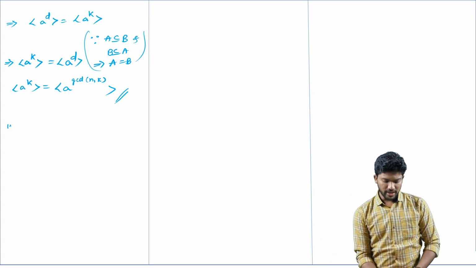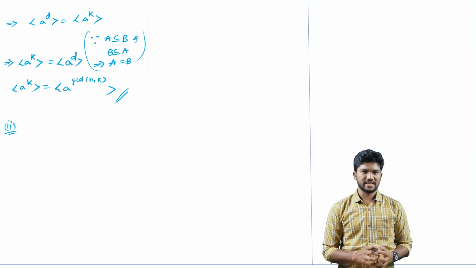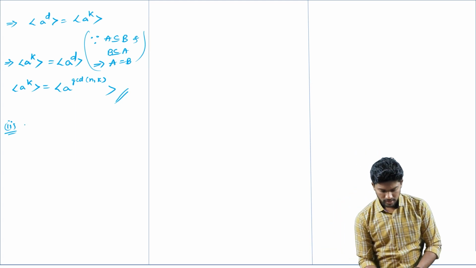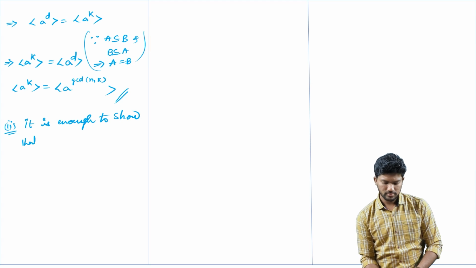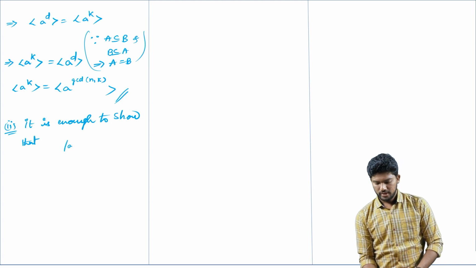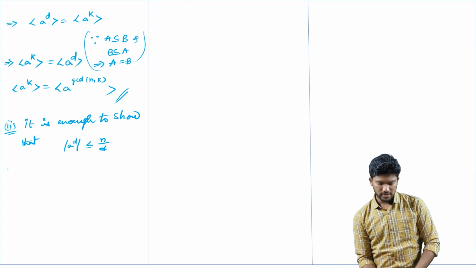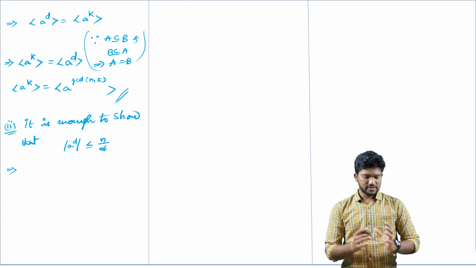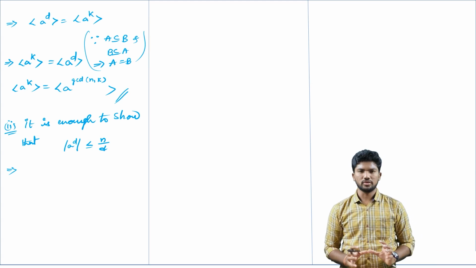Now we are starting the proof of the second condition. To prove the second condition, it is enough to show that the order of a power d is less than or equal to n by d. So in this second property we have to prove that the order of a power d is less than or equal to n by d.